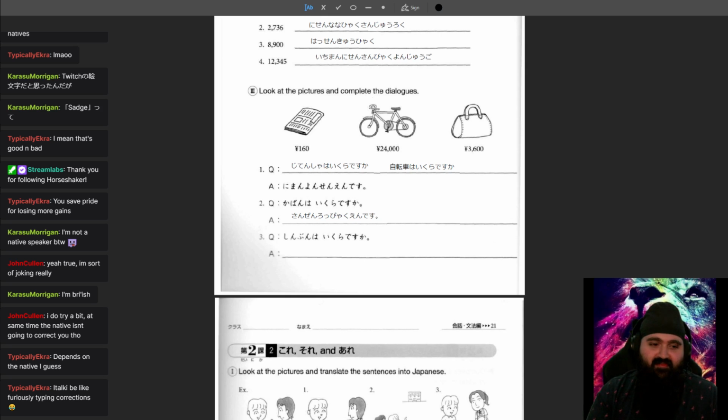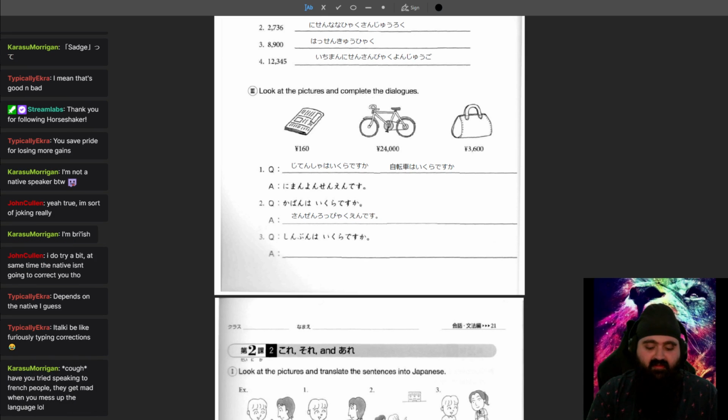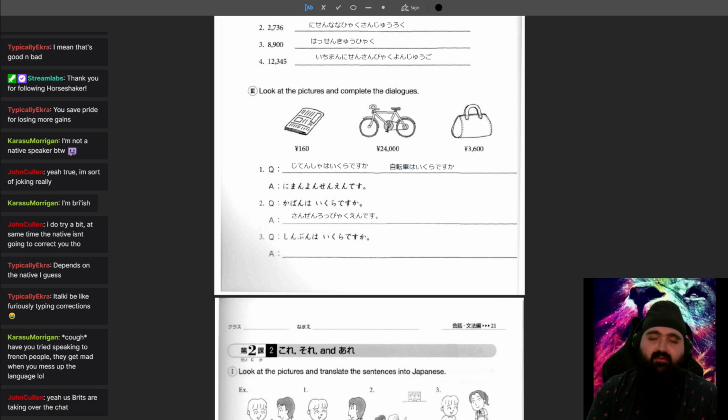Thank you for interacting with me and making me practice my Japanese. I do try a bit at the same time. Natives aren't going to correct you, though. They will if you're their friend, and if they don't have to be oddly respectful, if they don't have to be super formal with you, they will correct you if you ask them to. Depends on the native, I guess.